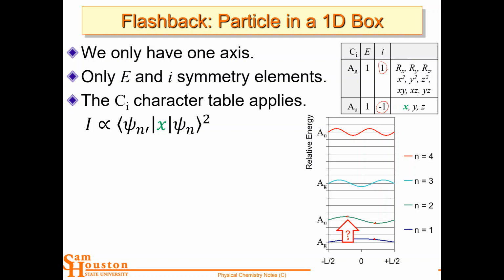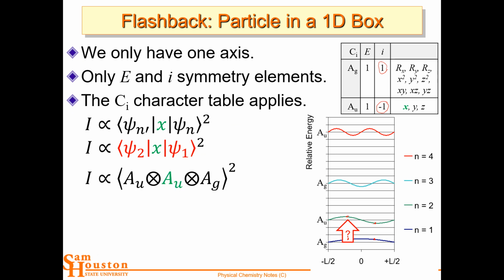Let's look at the transition from n equals 1 to n equals 2. So we can easily find the symmetries of those. We'll just pick this case here, from 1 to 2. So what's the symmetry of state 1? That's going to be even, AG. State 2 is odd, AU.